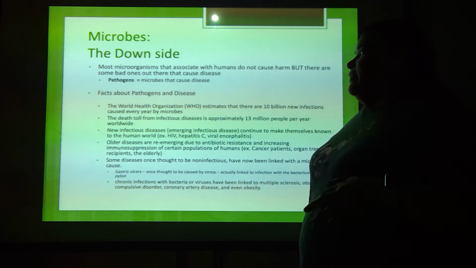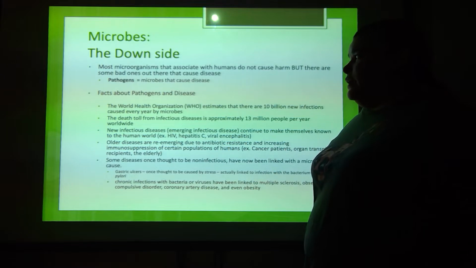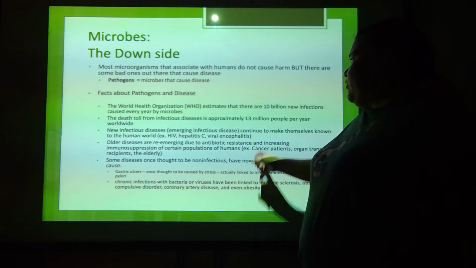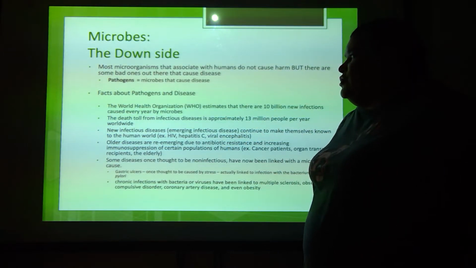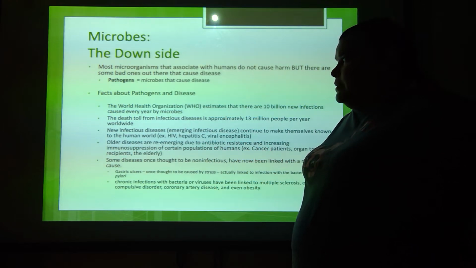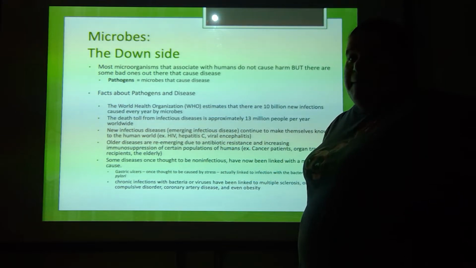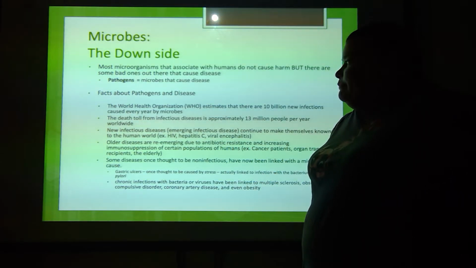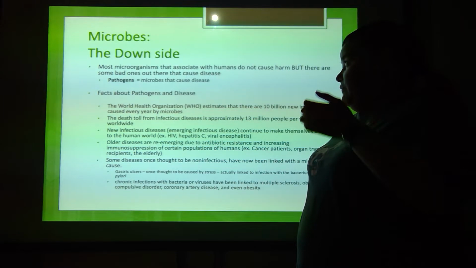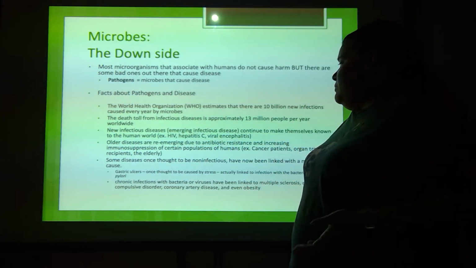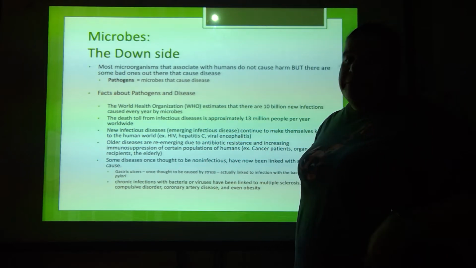So, the facts about pathogens and disease. The World Health Organization estimates that there are 10 billion new infections caused every year by microbes. The death toll from infectious diseases is approximately 13 million people per year worldwide. New infectious diseases, emerging infectious diseases, continue to make themselves known to the world.